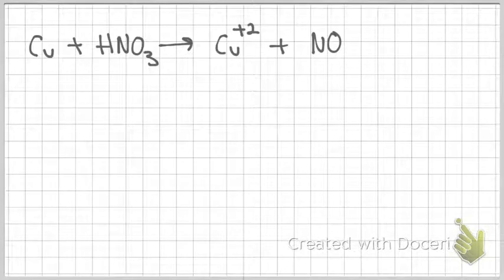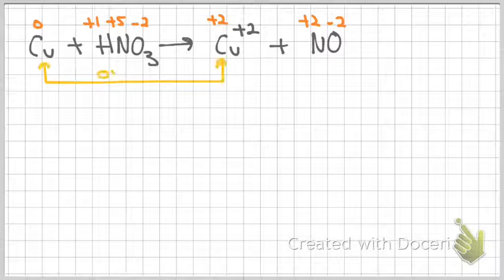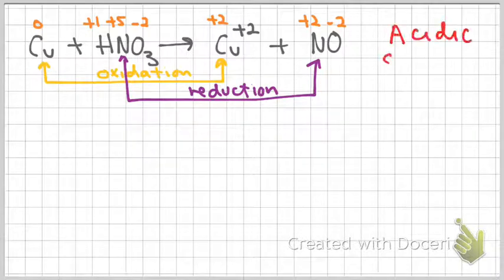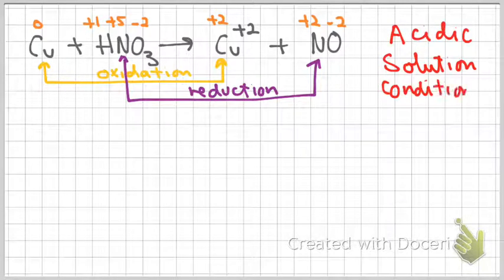We start off in a similar manner as we did with the first technique. After we've got our equation, we go through and we assign oxidation states to all of the species found in the reaction. And then we identify what was oxidized and what was reduced. Now in this situation, it was stipulated that this reaction is going to occur in an acidic condition.